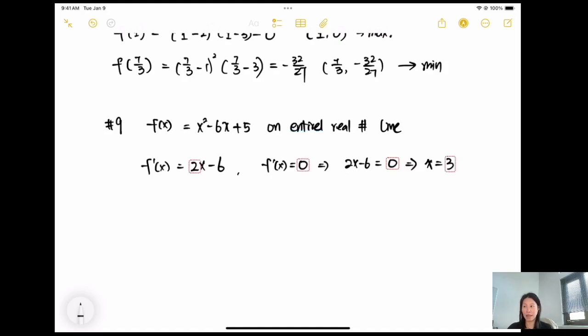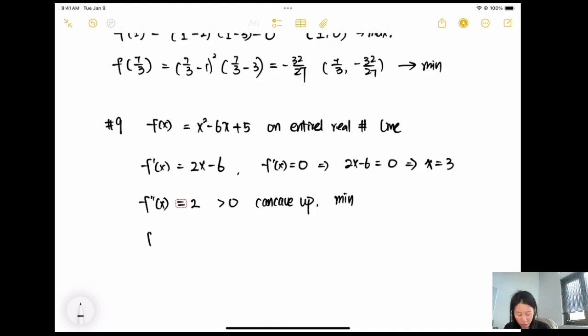Next is the second derivative. The second derivative, we have 2. So it's always greater than 0. If it's greater than 0, this is going to be concave up. If it's concave up, that means we're expecting a minimum. Now, we still need to find what our minimum is.